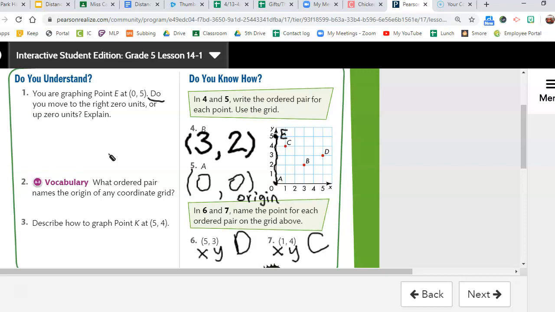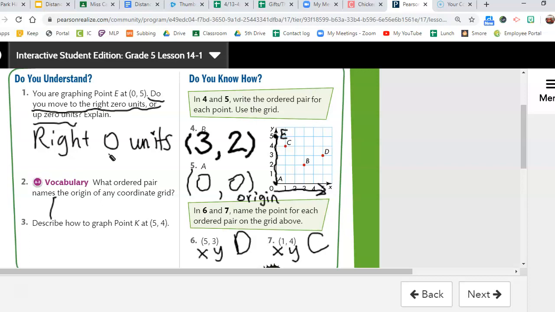So it says, do you move to the right 0 units or up 0 units? Well, we definitely moved up, which means right. The answer would be right 0 units because we did not move to the right at all. Okay, we just moved up. All right, what ordered pair names the origin of any coordinate grid? Well, we just did that over there for number 5, so that one's pretty easy. It is 0, 0. The origin is always at 0, 0.